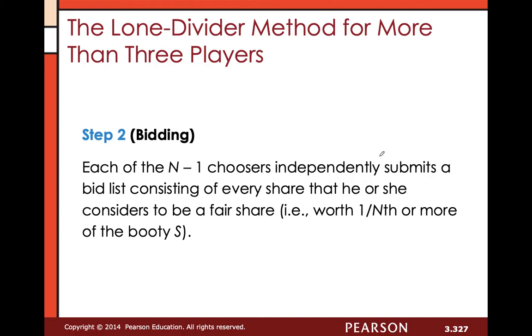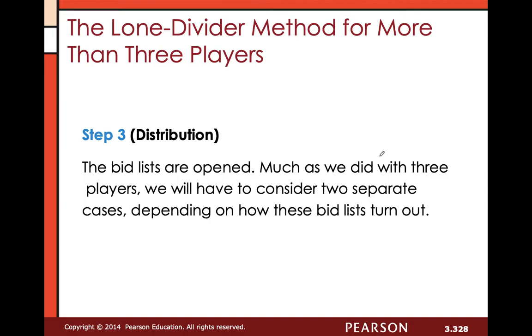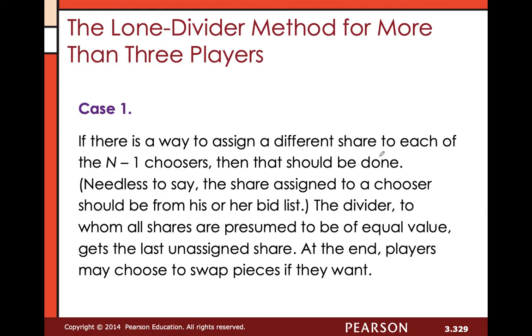Each of the n-1 choosers independently submits a bid list consisting of every share that he or she considers to be a fair share. So this is the bidding. Then the distribution. Bids are listed, much as we did with the 3 players. We'll have to consider 2 separate cases, depending on how those bid lists turn out. Case number 1, if there's a way to assign a different share to each of the n-1 choosers, then that should be done. Needless to say, the share assigned to a chooser should be from his or her bid list. The divider, to whom all the shares are presumed to be of equal value, is going to get the last share that's left over.